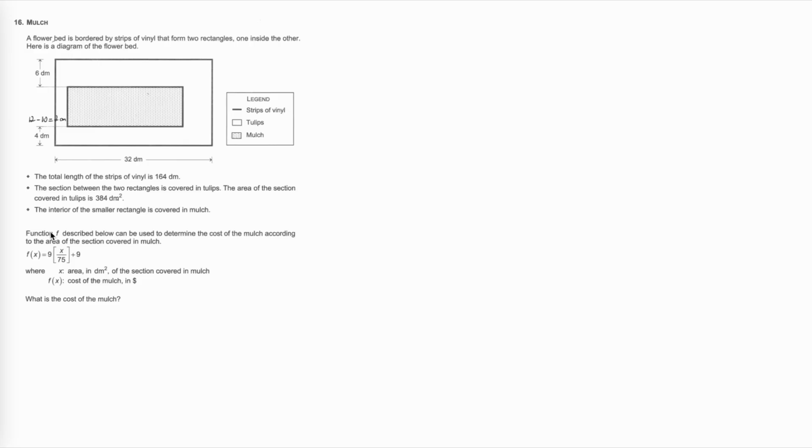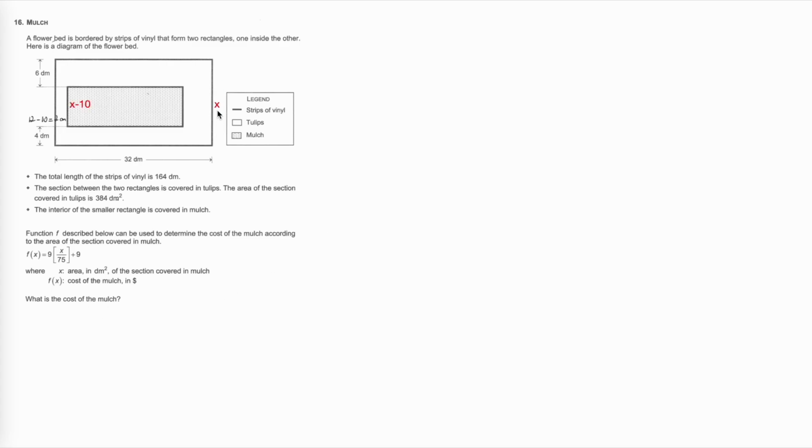This is mulch. Function f described below can be used to determine the cost of the mulch according to the area of the section covered in mulch. f of x is equal to 9 times the greatest integer of x over 75, close the greatest integer bracket, plus 9, where x is the area in decimeters squared of the section covered in mulch, and f of x is the cost of the mulch in dollars. What is the cost of the mulch?